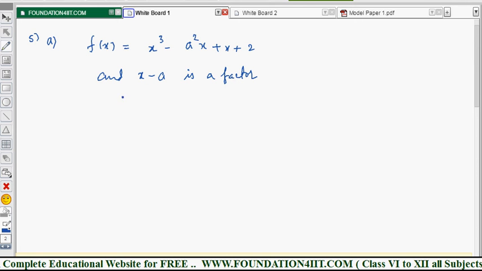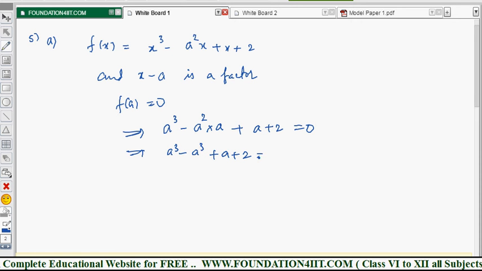So f of a is 0, which implies a cube minus a square, in the place of x you substitute a, plus 2, equals 0. So a square into a is a cube, that means a cube minus a cube plus a plus 2 is equal to 0. A cube minus a cube will get cancelled, then a is equal to minus 2. The value of a is minus 2.